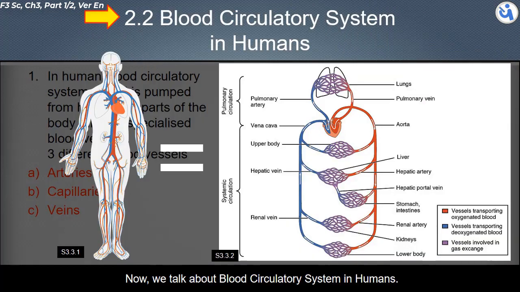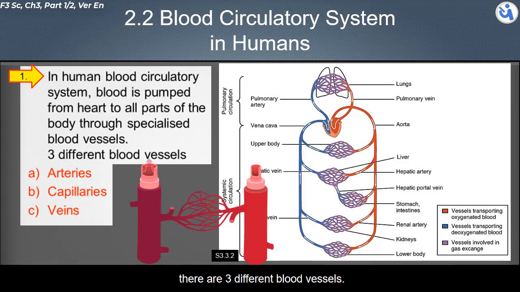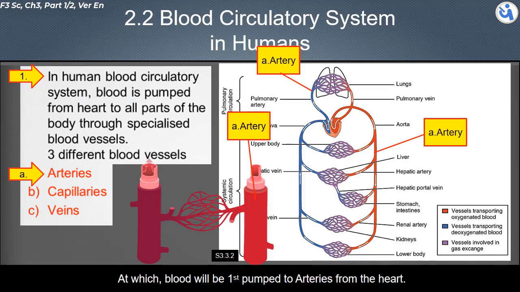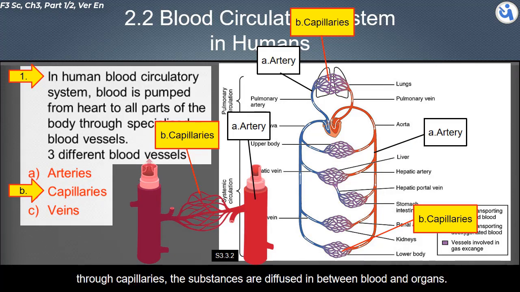Now, we talk about the blood circulatory system in humans. In the human blood circulatory system, blood is pumped from the heart to all parts of the body through specialized blood vessels. There are 3 different blood vessels, at which blood will first be pumped to arteries from the heart. Secondly, the blood is diverted from arteries to capillaries. Through capillaries, the substances are diffused in between blood and organs.